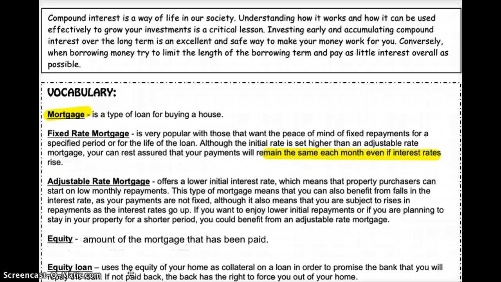Now, there are things called an equity loan or a second mortgage, where if you have a house loan but you need to get another loan from the bank, what you've paid on your house, the bank uses as collateral, as a promise to pay back this new loan. If you don't pay back that loan, then they can come after your house and force you out. So that's what's happening if you've heard about situations like that.